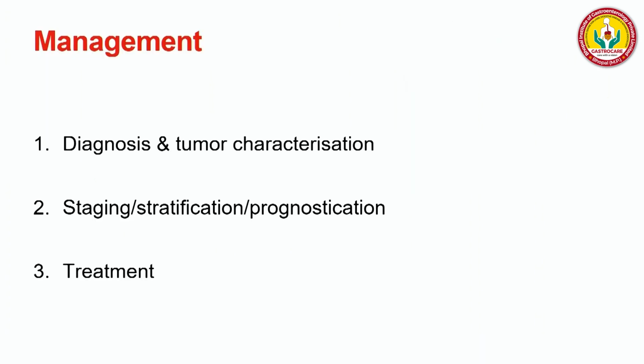Before we go there, when we are talking about managing HCC, we need to classify the HCC into various categories, and for that we need 3 steps. One is diagnosis and characterization of the tumor. Second is staging and prognostication, and third is treatment. So treatment is the final part. Only once you're able to classify them into various categories, you can decide the treatment.